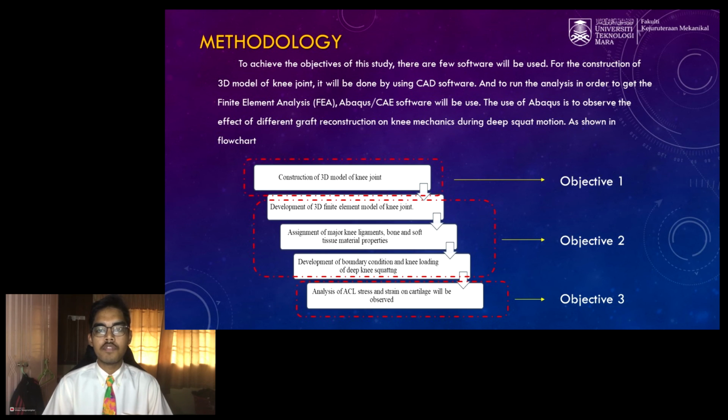As shown in the flowchart below, first and foremost, we need to construct the 3D model of knee joint. Then, it will be developed into a 3D finite element model. Next, we'll be doing assignment of major knee ligaments, bone and soft tissue material properties. After that, we will proceed with development of boundary condition and knee loading of deep knee squatting. Lastly, we will observe the analysis of ACL stress and strain on cartilage.